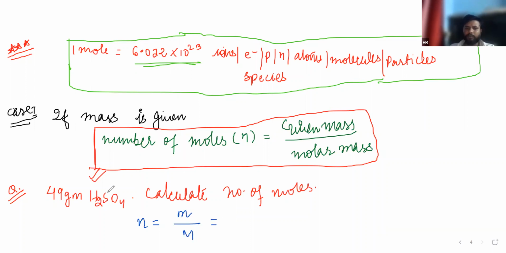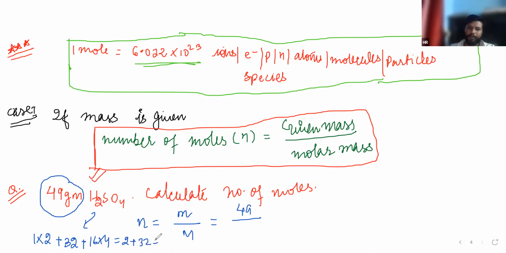That means given mass, what is given mass? 49 gram. And what is the molar mass of H2SO4? You can easily calculate it. The mass of hydrogen is 1 and there are 2 hydrogens, that's why we are multiplying it by 2. Plus what is the mass of sulfur? 32, and there is only one sulfur. And mass of oxygen is 16, and how many atoms of oxygen? 4. So 2 plus 32 plus 64 will be equal to 98 gram.